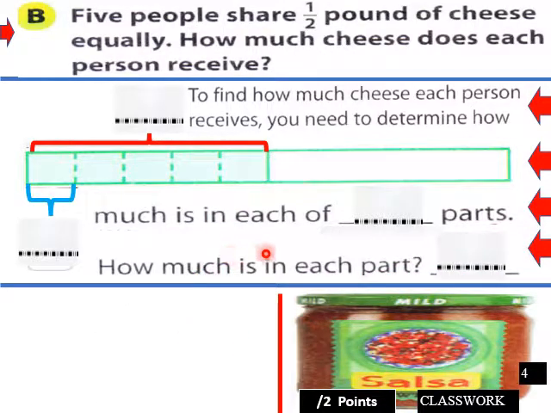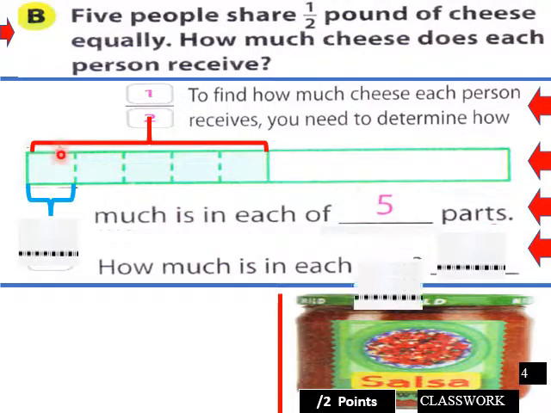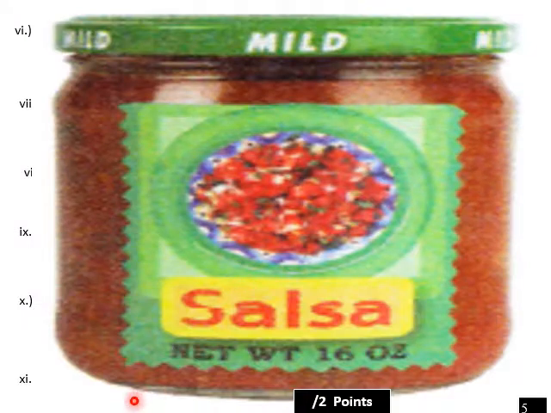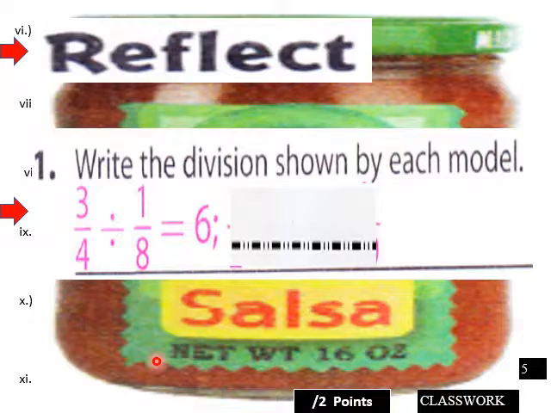That's the question: how much is in each part? This is 1/2 pound, and we have to divide 1/2 pound into 5 parts. So how much would each part be of a pound? It'd be 1/10, right? So 1/10 of a pound would each person get.